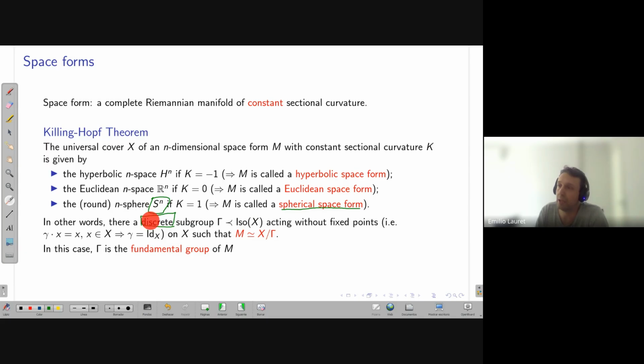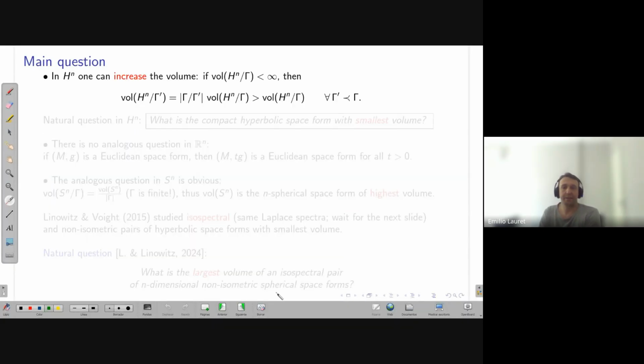And okay, if we have a discrete subgroup in general of the isometry group of the universal cover without fixed points, this is in order that the quotient is a manifold, satisfying this, okay? Every space form can be written in this way for X one of these three spaces, okay? And gamma coincides with the fundamental group, okay? So let me state the question that we are interested in this talk.